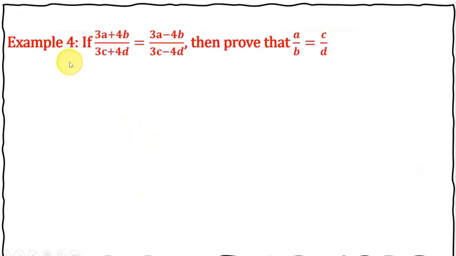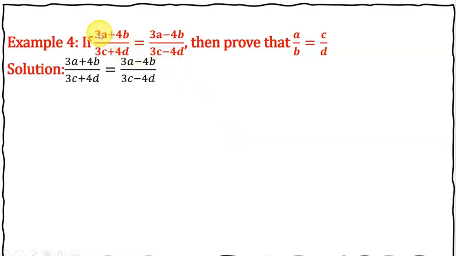Now next example, if 3a plus 4b upon 3c plus 4d is equal to 3a minus 4b upon 3c minus 4d, then prove that a upon b is equal to c upon d. Okay. If we observe here, that is 3a plus 4b and here 3a minus 4b. And what about here? 3c plus 4d. This 3c plus 4d must be here and 3a minus 4b to the denominator here. Therefore, here we will apply the alternando.